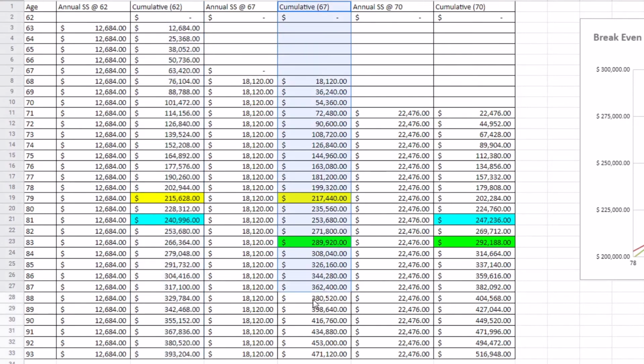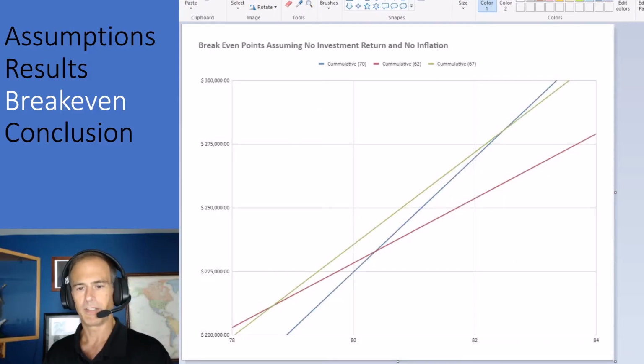Cumulative at age 67, totaling $471,120 at age 93, and cumulative for age 70, and that's $516,948. I only went down to age 93 just because I needed enough to cover wherever the break-even points were. Here's the chart where the cumulative amounts are plotted.